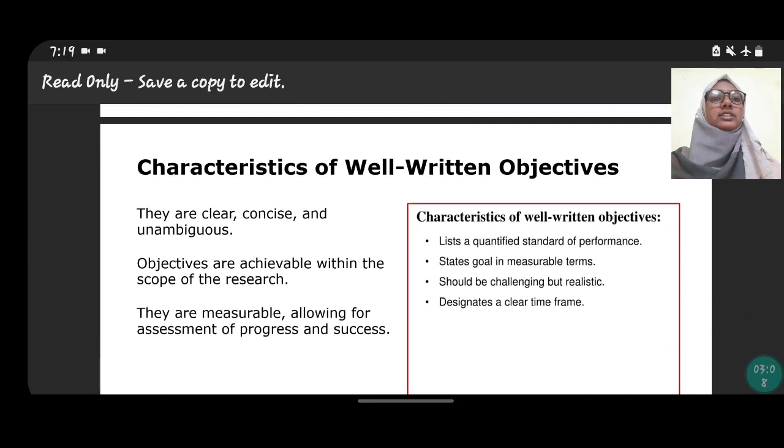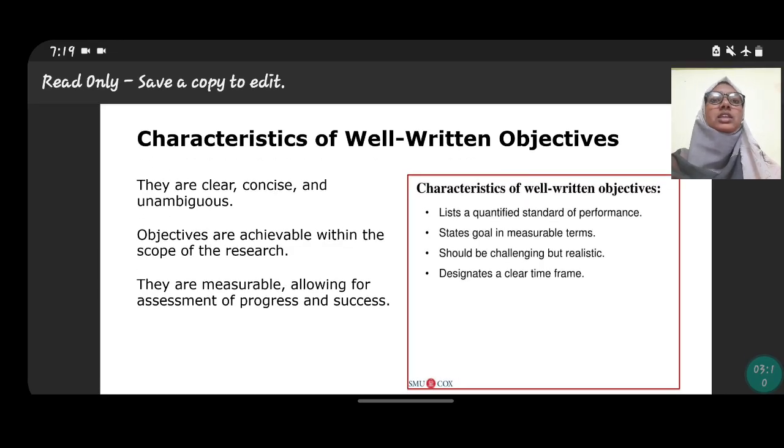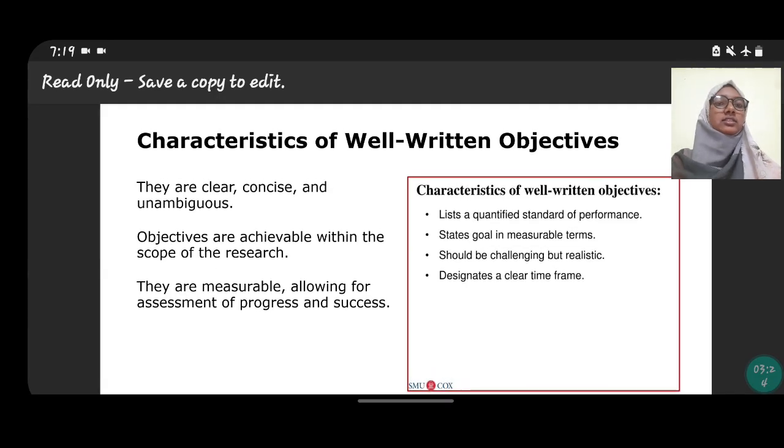So here are the characteristics of well-written objectives. They are clear, concise, and unambiguous. Objectives are achievable within the scope of the research. They are measurable, allowing for assessment of progress and success. The objective should be clean, clear, and have clarity, so that it can be understood by other people.